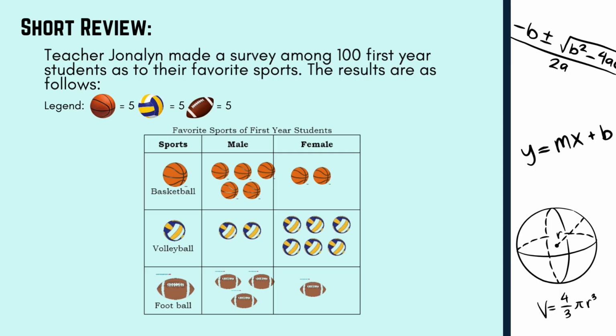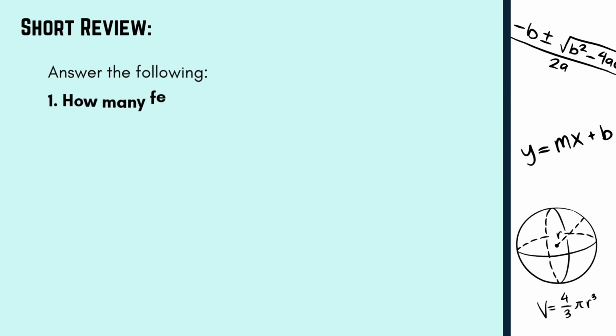So we can see for the sport basketball, we have 5 basketballs for male, which means it is equivalent to 25. For female, only 2 basketballs, so it is equivalent to 10. For volleyball, 2 volleyballs for male, which is equivalent to 10, and for female, we can see 6 volleyballs, which is equivalent to 30. For football, we have 3 footballs for male, which is equivalent to 15, and 1 football for female, which is equivalent to 5. Okay, so now let's answer the following questions.